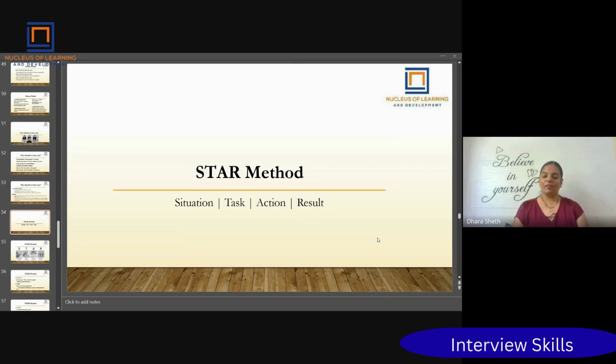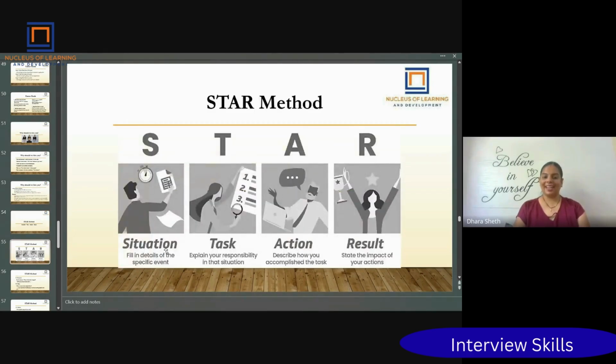Now, whenever you have to answer such kind of questions, the STAR method is a good way to answer the question. Now, what is the STAR method? The STAR method, S is situation, T is the task, A is action, R is the result. You can take a screenshot of this.